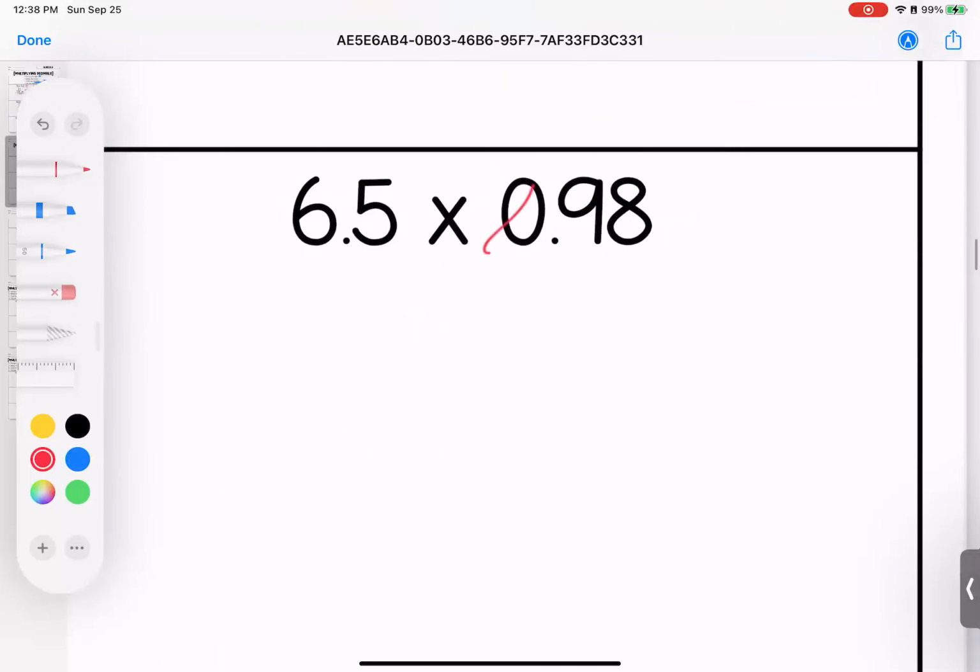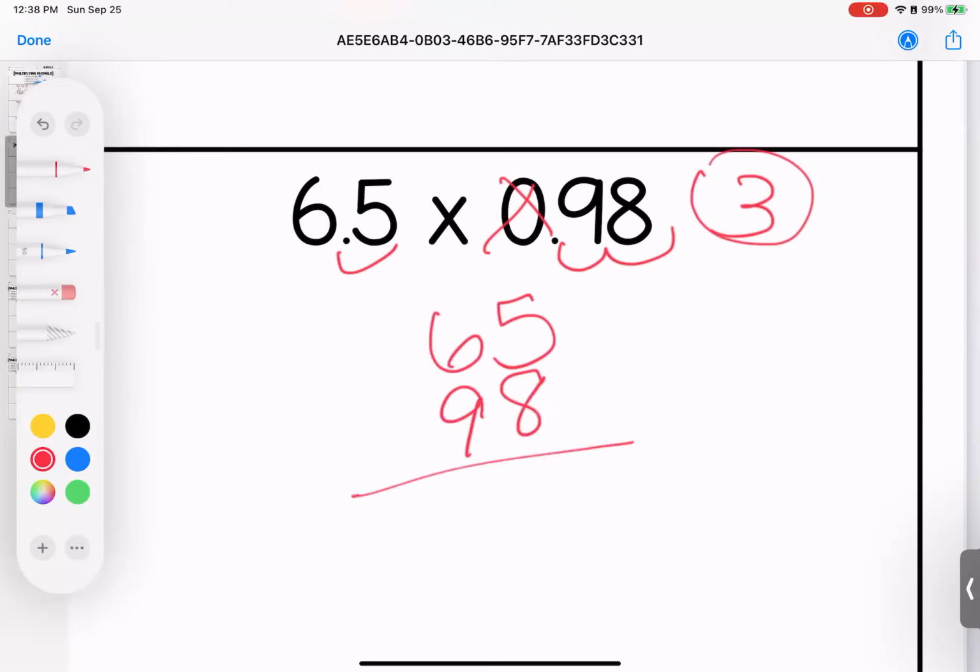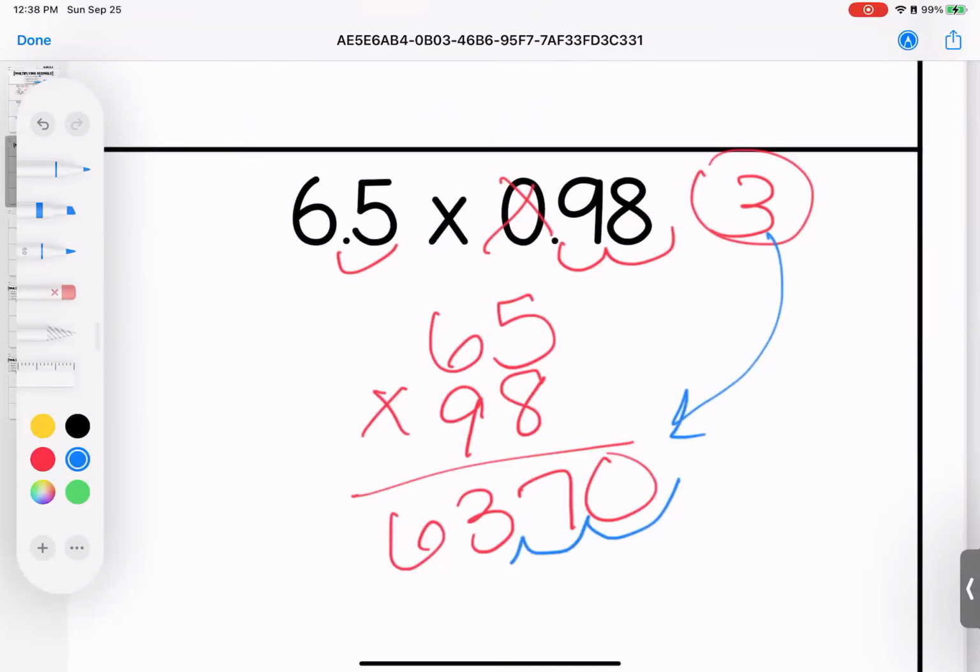Over here, drop that beginning 0. It doesn't matter in this question. 1, 2, 3, multiplying 65 and 98 to get 6370. 3 from the back, 1, 2, 3. You can call this 6 and 37 hundredths, right? The 0 doesn't matter, but if you left it there, you had 6 and 370 thousandths. That would also be correct.